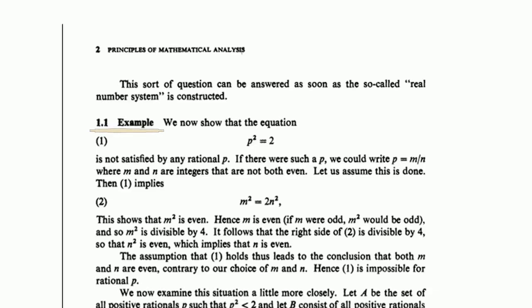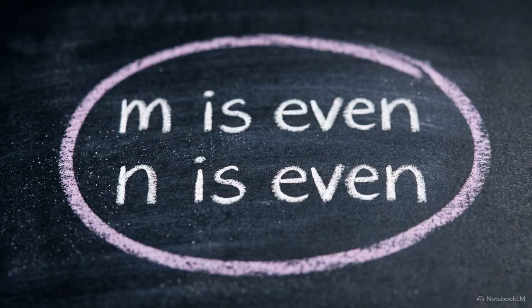Example 1.1 demonstrates why the rational number system is inadequate. It tries to find a rational number p satisfying p squared equals 2. If p is a fraction m over n in lowest terms, algebra gives m squared equals 2n squared. Both m and n must be even, leading to a mathematical contradiction.